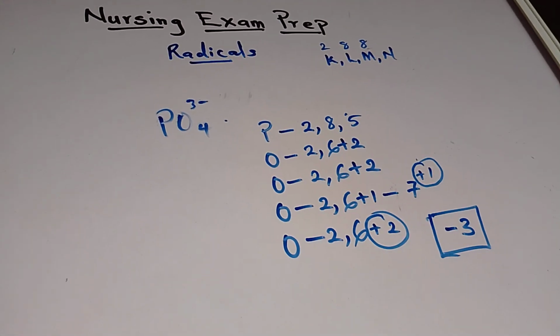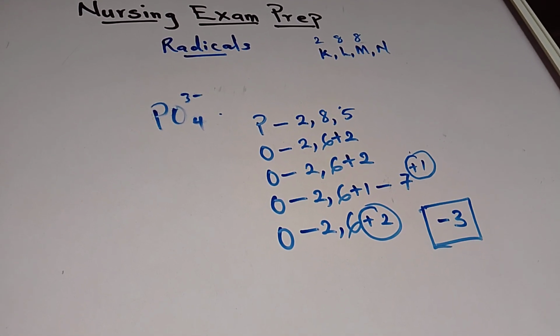So that's how you can find the valencies of radicals.